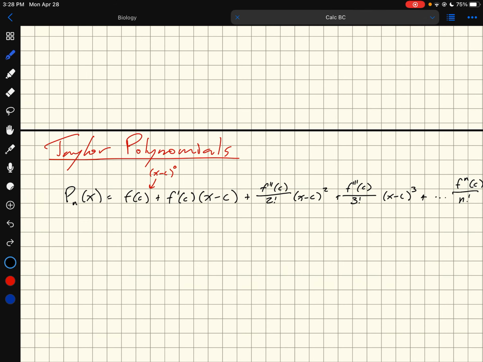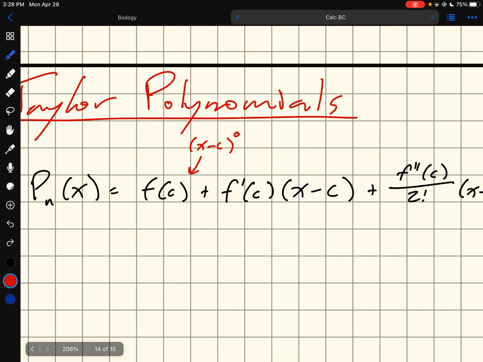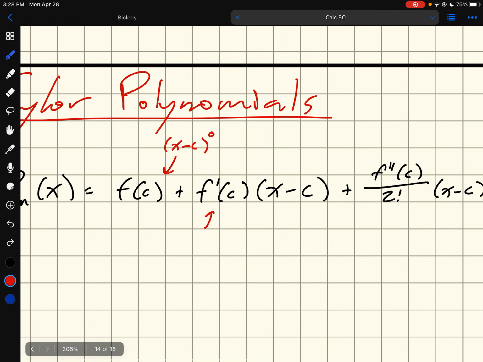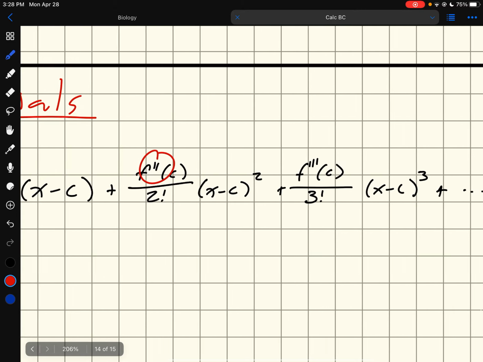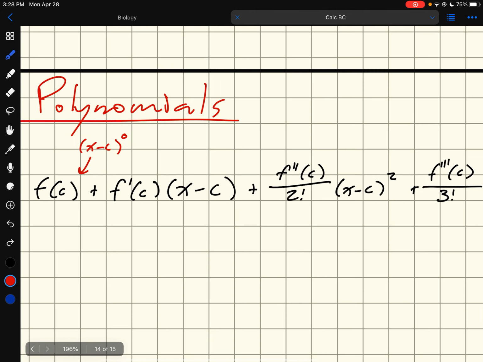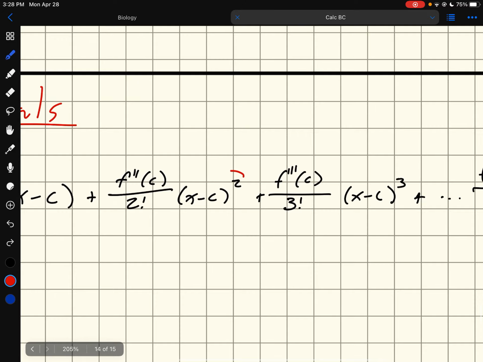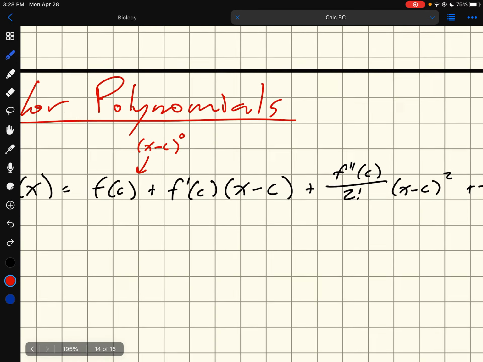Okay, so the pattern looks complicated, but once you understand what the pattern is, it becomes much easier. So remember, you start at regular f with what number they want you to find the derivative at plugged in, and then you go to f prime, and then f double prime, and then f triple prime, and you just keep going until you get to that end that they want you to get to. And then you also have an x minus c. So you start at x minus c to the 0, then you go to x minus c to the first, then to the second, then to the third. So you're all increasing chronologically.